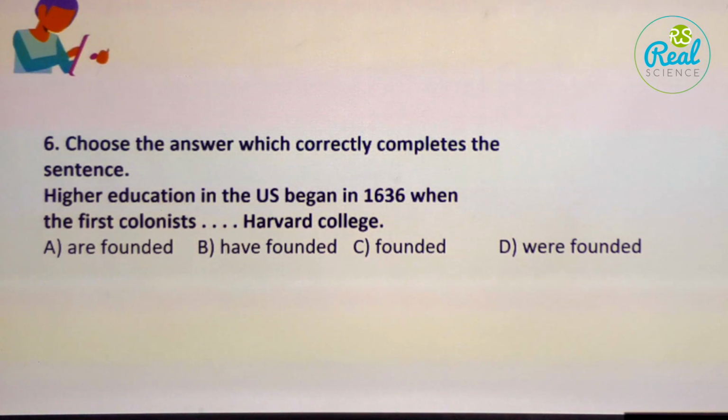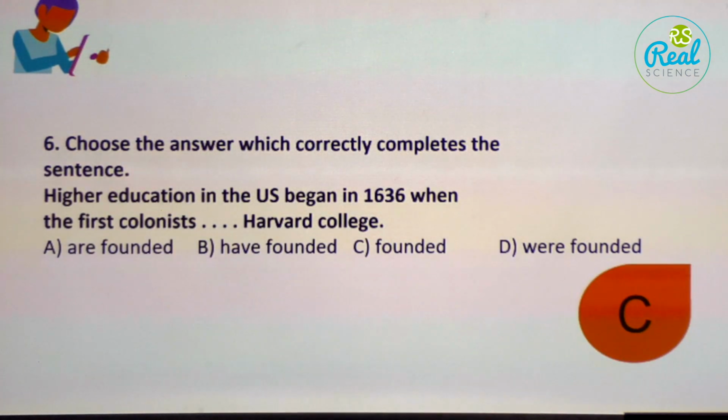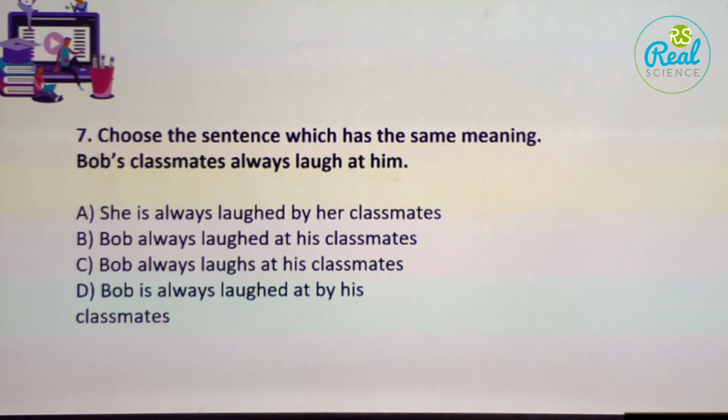Can you please refresh your memories? Present, past, continuous. Present perfect. Past continuous. Yes. Number 7, choose the sentence which has the same meaning.